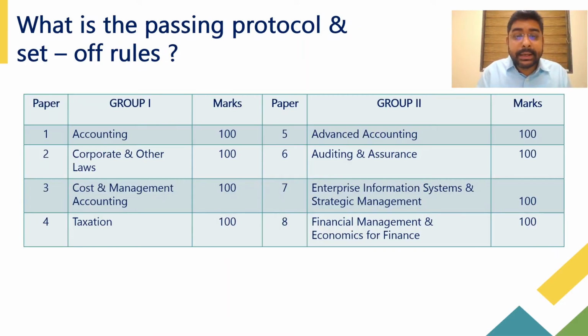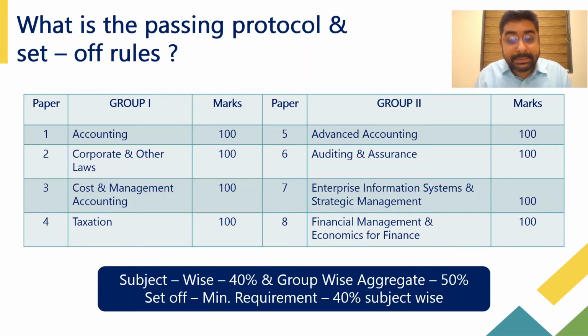वर्थ नोइंग कि ये इंस्टीट्यूट में जब दो ग्रुप्स होते हैं तो there is a very interesting rule that they have which is called the rule of set off for passing the papers, right? So ये rule of set off क्या होता है and how do you really, what is considered to be pass? Let me explain this to you.